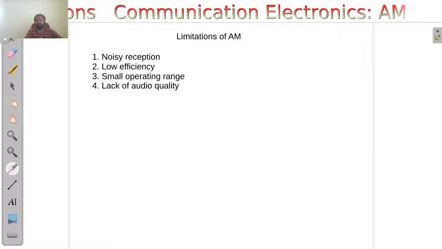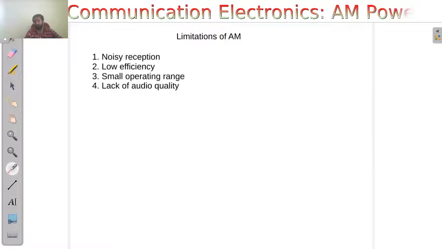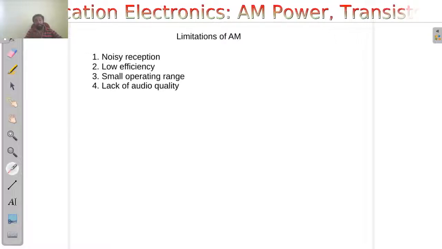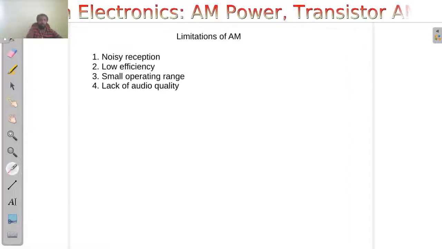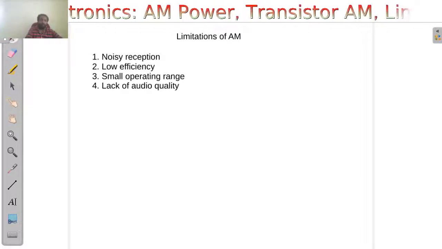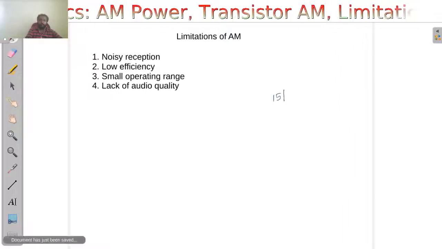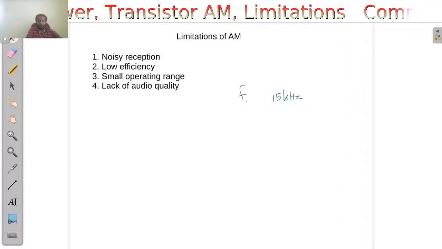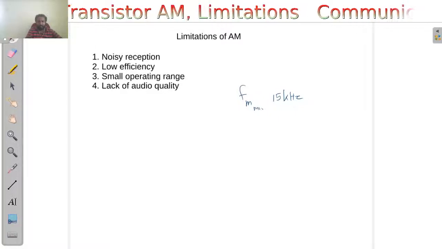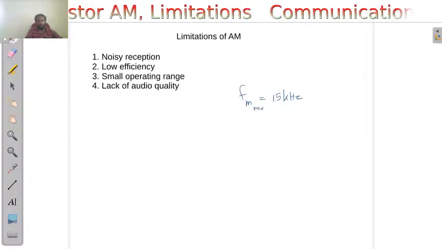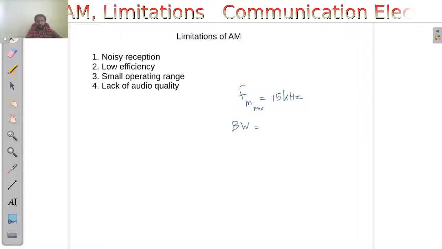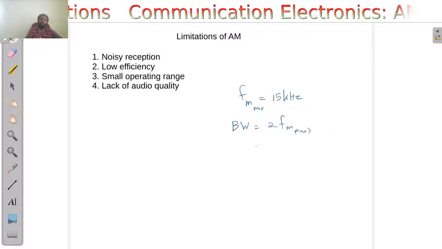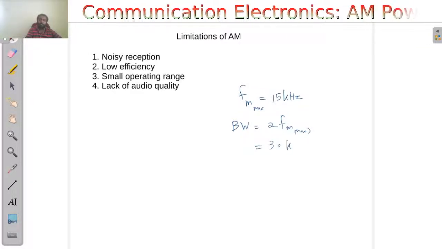Now suppose we want to transmit a music concert or something like that. It requires frequencies up to 15 kilohertz, which means you need a bandwidth of 30 kilohertz. Let me write that down. For a good transmission we require 15 kilohertz, so the maximum frequency FM max should be 15 kilohertz, which means our bandwidth should be 2 times FM max, as we have seen in amplitude modulation. So this is 30 kilohertz.